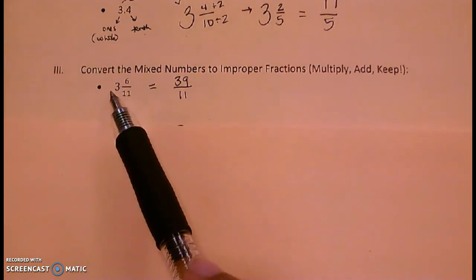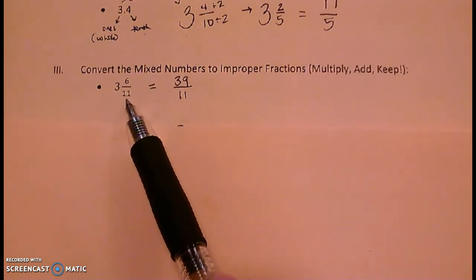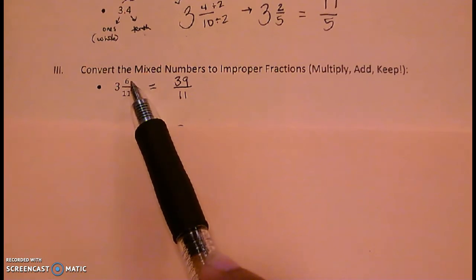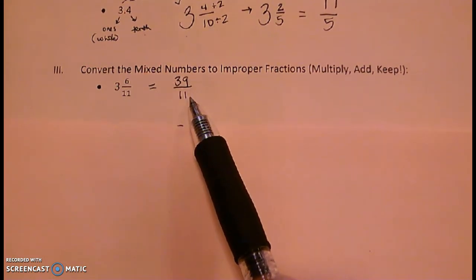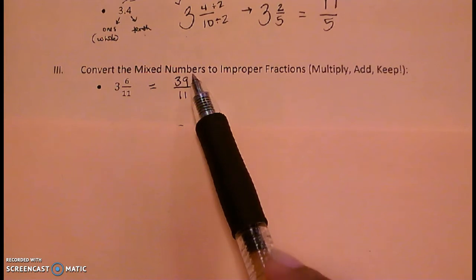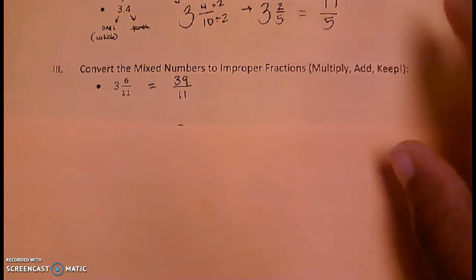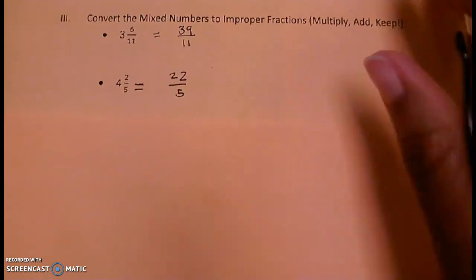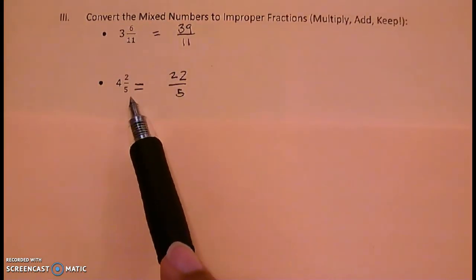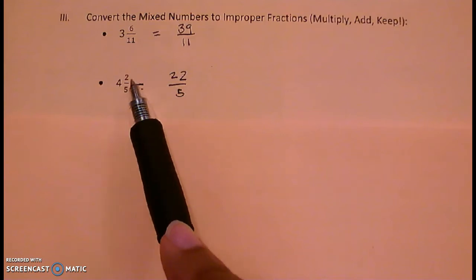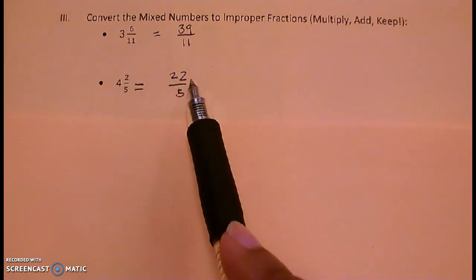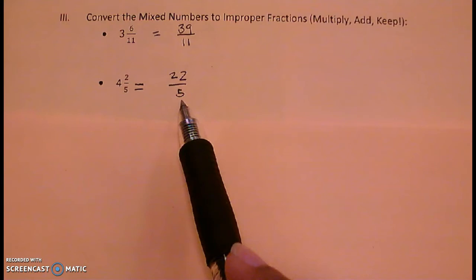So I multiply the whole number times the denominator, 33, add the numerator, 39, keep the denominator. So my final answer is going to be 39/11, and we'll just leave it just like that. Next, we multiply the whole number times the denominator, 20, add the numerator, 22, keep the denominator, 5 is going to be our answer.